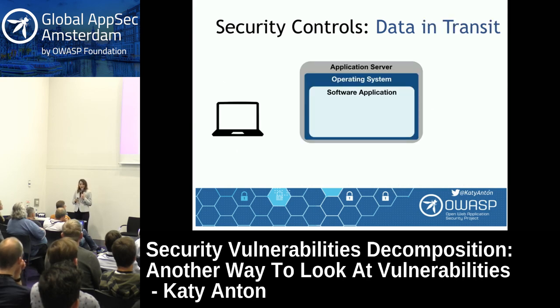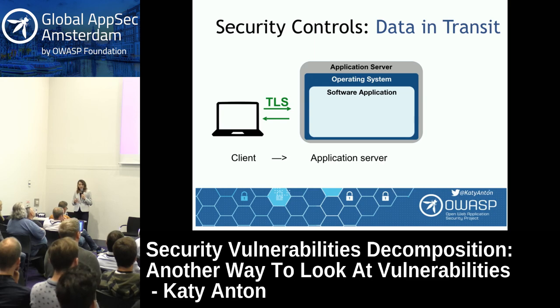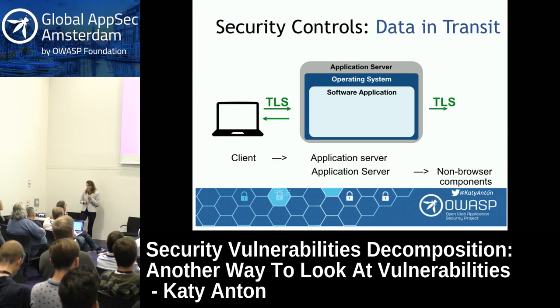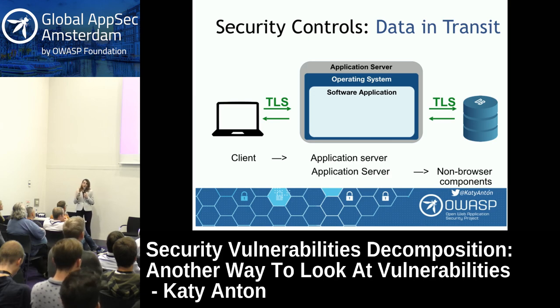When it comes to data in transit, we are getting pretty good at sending the data encrypted over a secure channel between the client and the application server, in particular thanks to Let's Encrypt. But we still have a problem with the communication behind the firewall, for example between the application servers and other non-browser components like the database. This is where we have to improve as well. Ideally, when you transfer the data, it should be over a secure channel throughout, including behind the firewall.